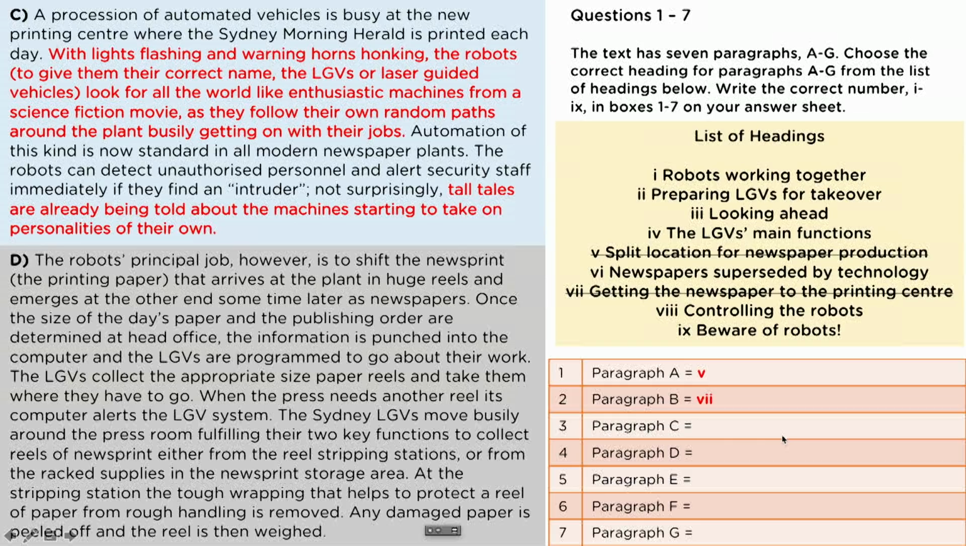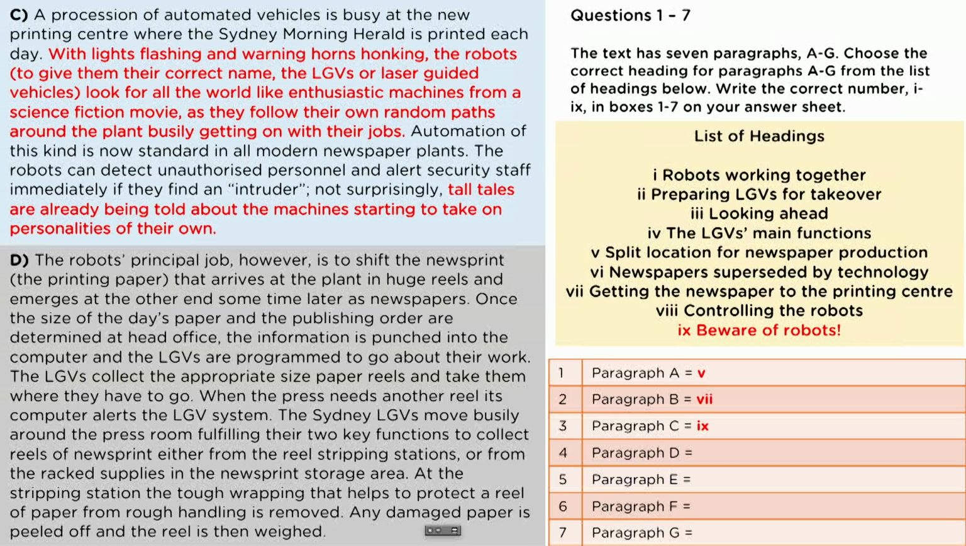Well, looking ahead? Yeah, the LGV's main functions. Newspapers superseded by technology, controlling the robots, or beware of robots. This is a tricky one. The answer is number 9, beware of robots. That one's hard.